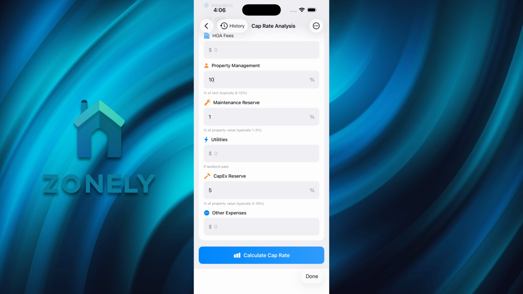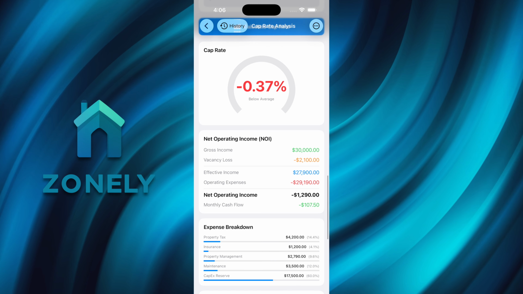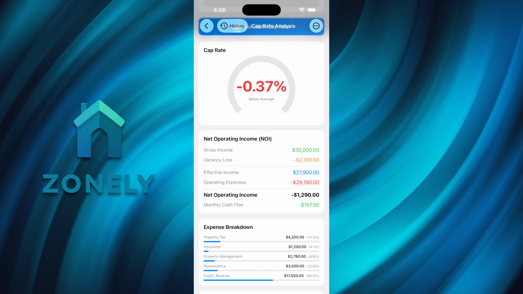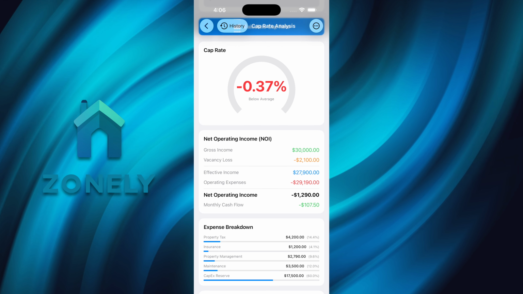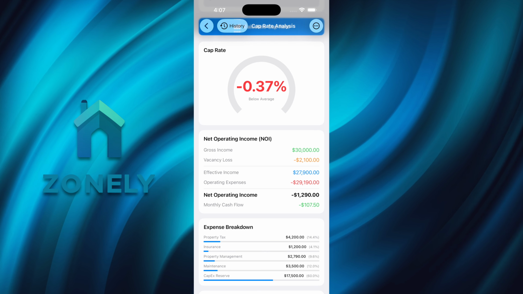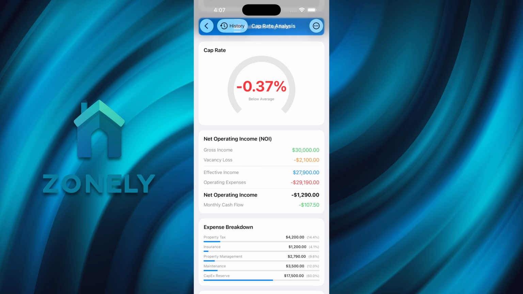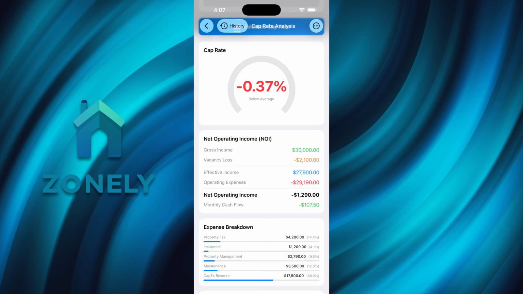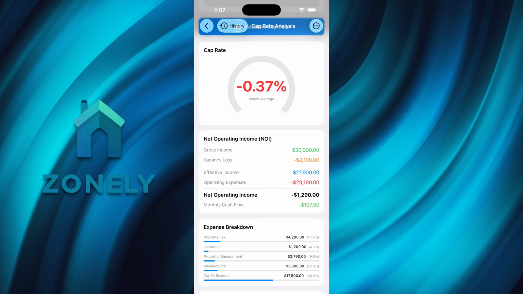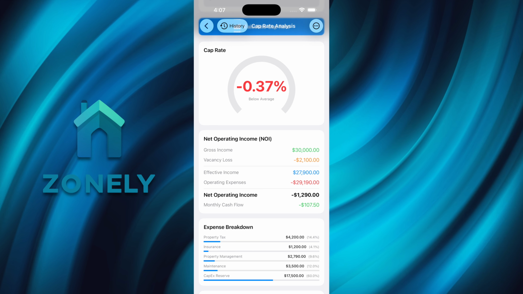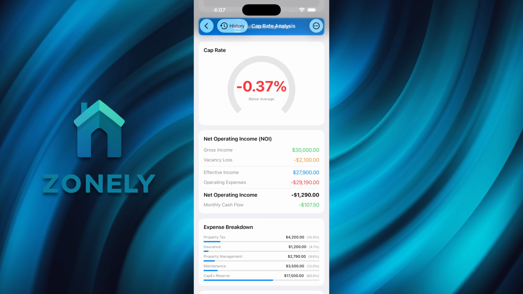Section 5. Understanding your results. Here are our results. And wow, this is eye-opening. Cap rate minus 0.37%. That's negative. The app labels this below average, which is an understatement. Let's break down the net operating income, NOI.